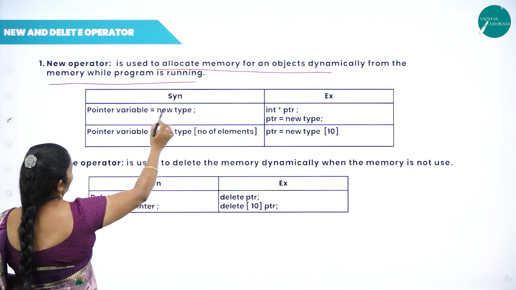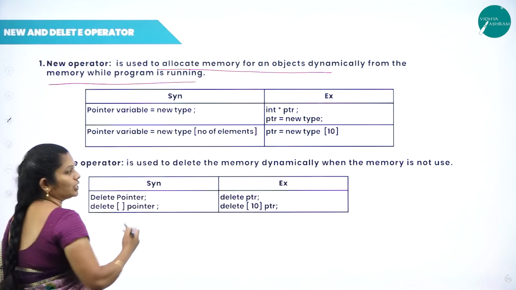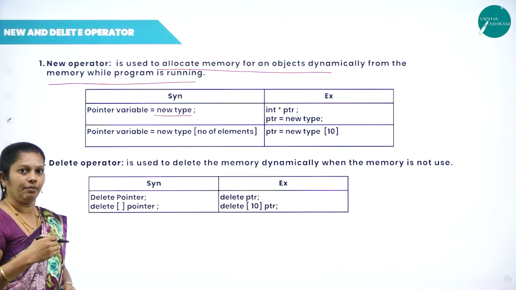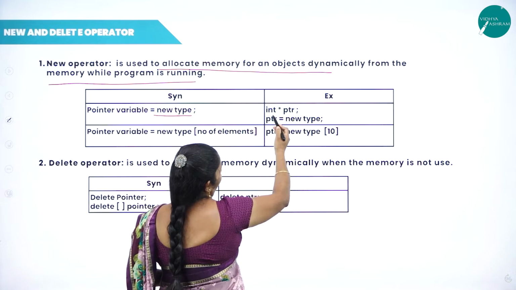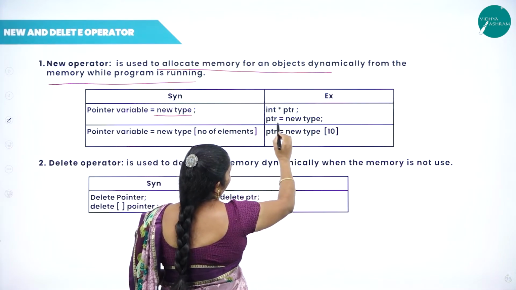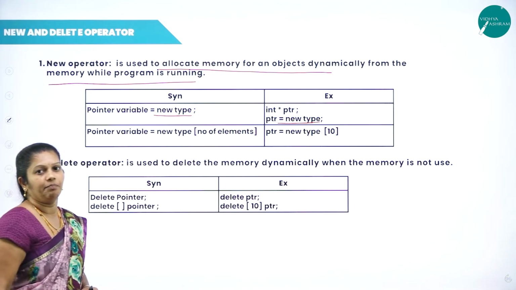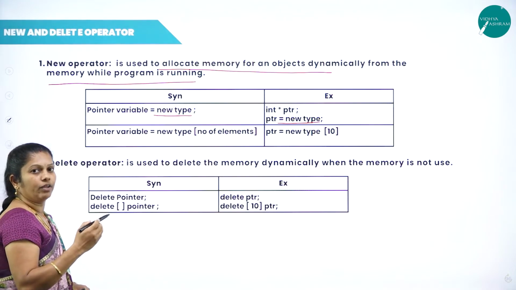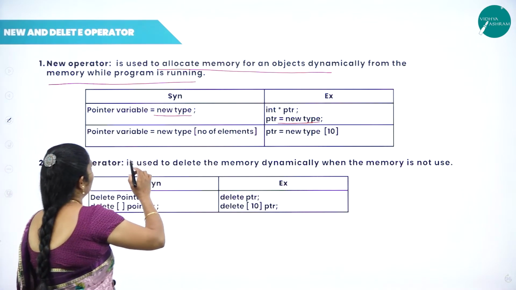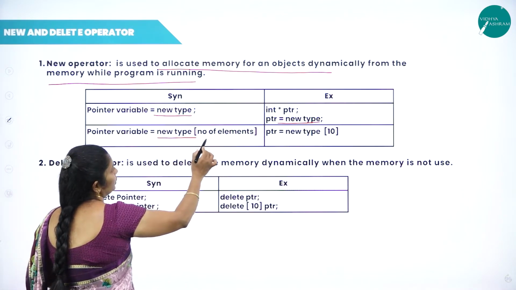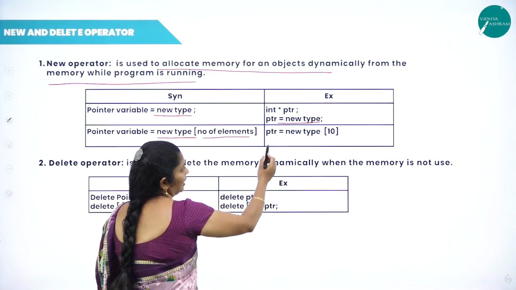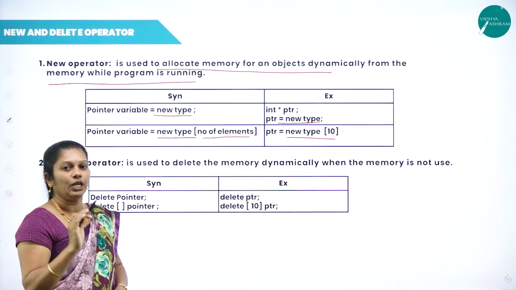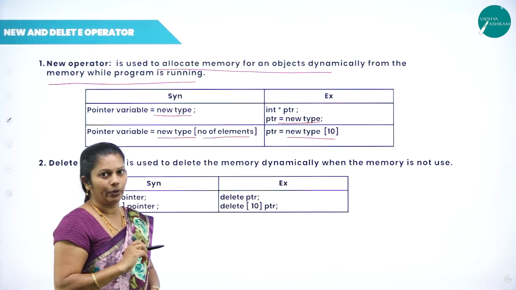While writing the syntax: pointer variable equals new type. Here, when I write new type, it is going to allocate the memory space. For example, int star ptr, then ptr equals new type. From that, memory can be allocated. And for example, if I want to allocate memory for a list of elements, then we need pointer variable equals new type and then the number of elements. Here, pointer variable equals new type 10. It means that memory will be allocated for 10 variables.